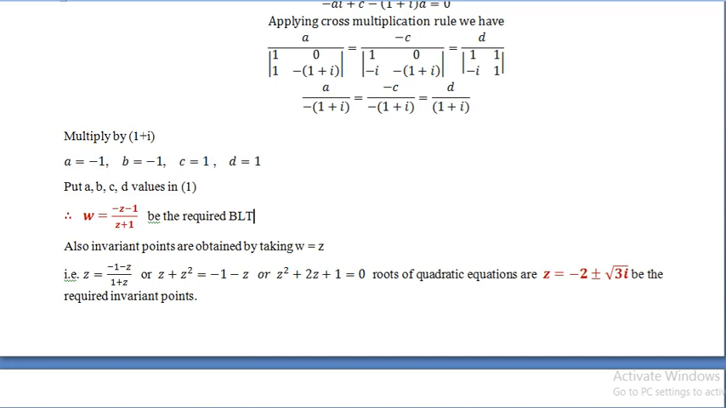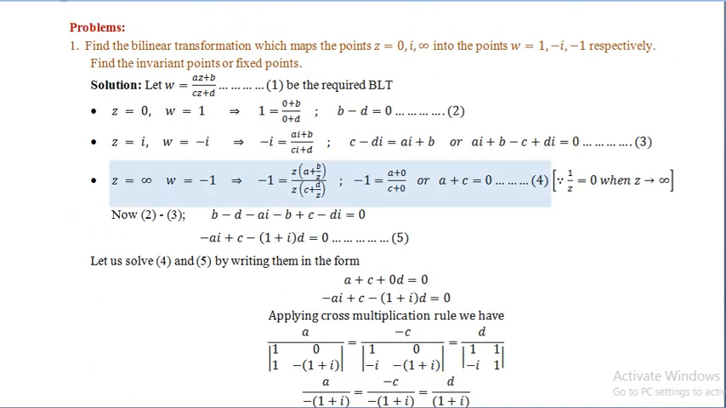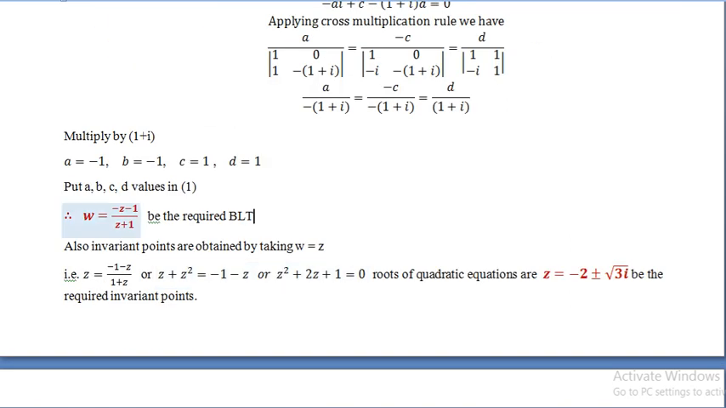Finally we substitute the a, b, c, d values in equation number 1. So equation 1 becomes w equal to az plus b over cz plus d. With a as minus 1, b as minus 1, c as 1 and d as 1, our required bilinear transformation is w equal to minus z minus 1 divided by z plus 1.